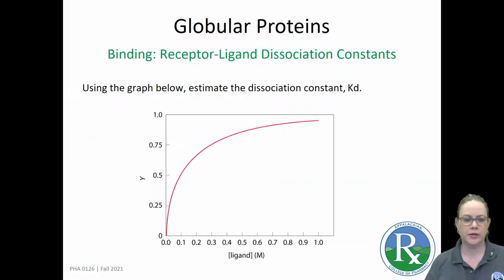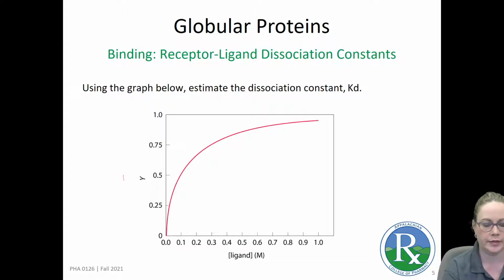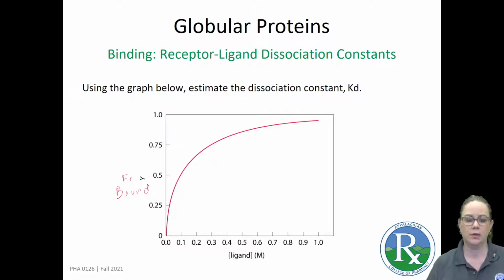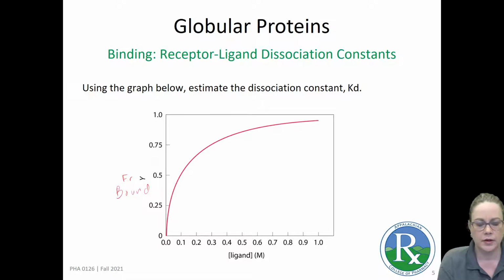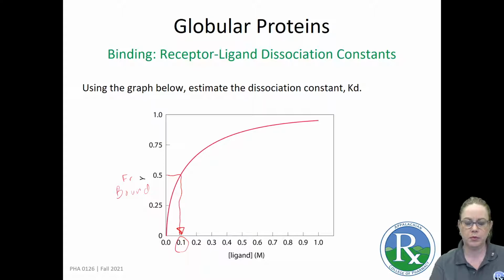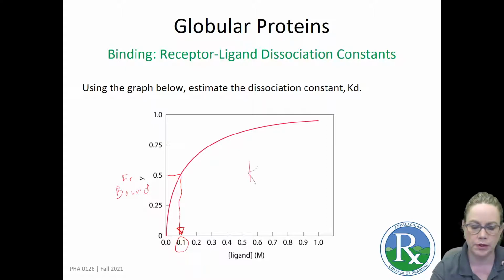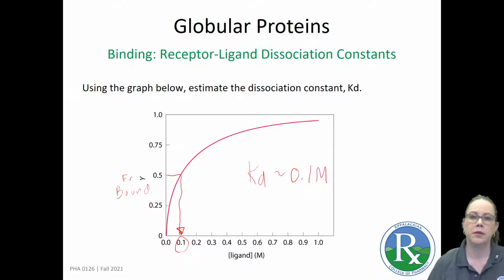Looking at another example here, we just have y on our y-axis, so that's going to be our fraction bound. If we wanted to estimate our KD value for this ligand, we would find where we have 50% binding, our occupancy of the binding sites, drop down to the x-axis, and that's at roughly 0.1 molar concentration. So our KD is approximately 0.1 molar in that example.